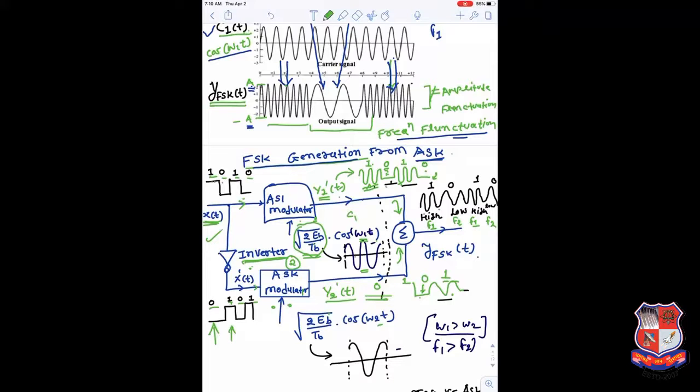Whatever the place is, in the earlier case we had a 0, now we have a 1. So the 1010 stream can be converted into 0101 after passing through the inverter. Now we are using the second ASK modulator, and the carrier signal we are using here is of omega 2 frequency, which can be represented as square root of 2 Eb by Tb cos omega 2t.